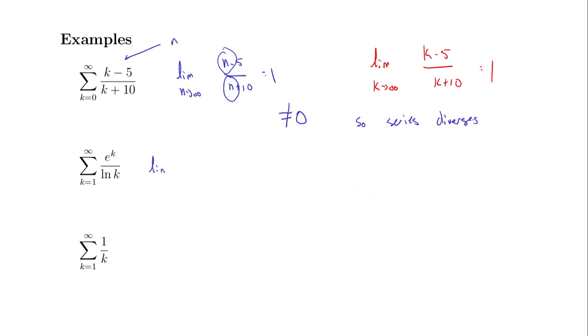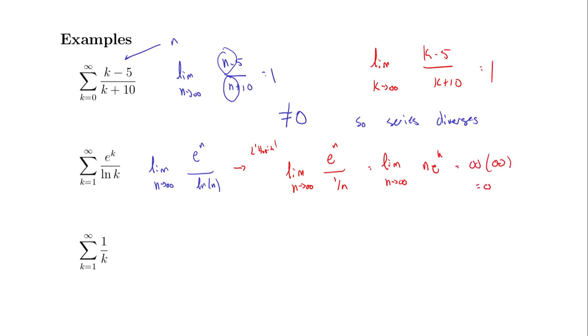Similarly, we can do this limit. I like to use n's because that's what our text uses, although it doesn't really matter, you could use k's. This one is infinity over infinity. We have to use L'Hopital's rule, so maybe our good friend L'Hopital will come in and help us out. We're going to look at the limit as n goes to infinity of the derivative of the exponential over the derivative of the log, but that's really n e to the n, and that's infinity times infinity, which is infinity.